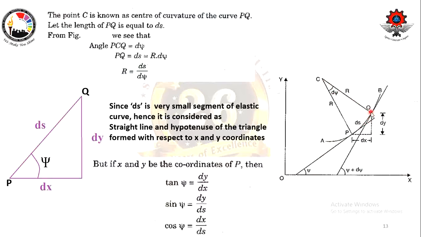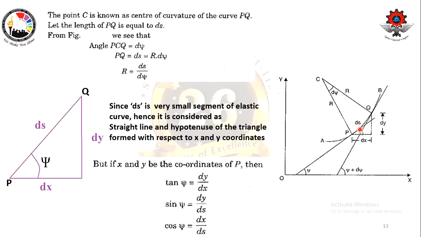How will you represent a sector? Radius into the angle included will give you the length of the sector. That is what is denoted here: ds is equal to R into d psi, right? So from this we can write R is equal to ds by d psi.